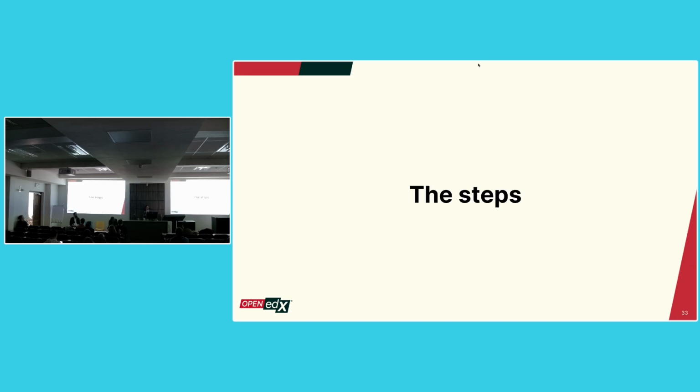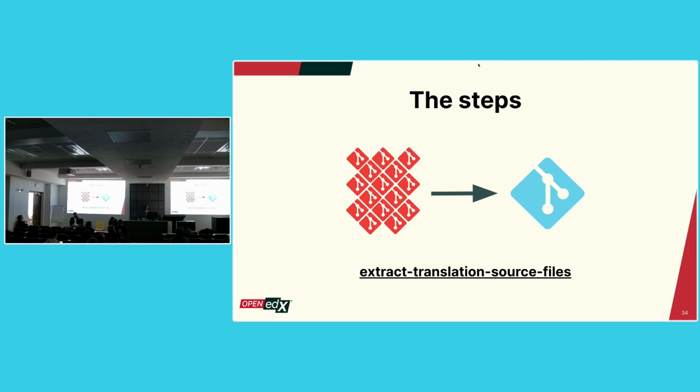And so there are a couple of steps to this. We've got the extract translation source files step. So extract translation source files is a GitHub Actions workflow within the OpenEdX translations repo. It pulls down all of the repos that we need translations for and runs logic that exists in those repos to extract those source files and get them into a format that Transifex can understand. And then those can live in the OpenEdX translations repo. And so that gets us to the source strings exist in the OpenEdX translations repo.